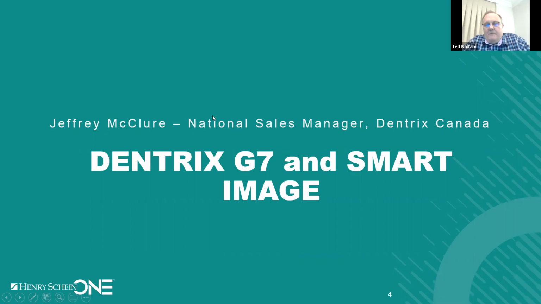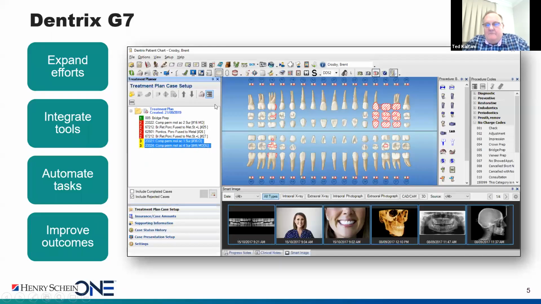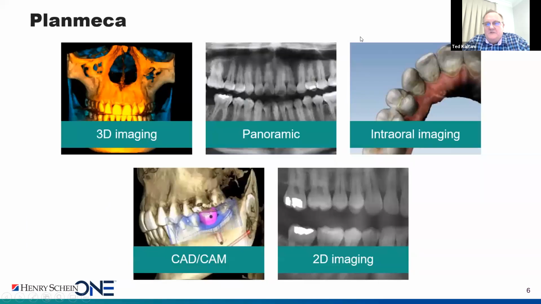Another piece of that Henry Schein One is SafeCom Image, which integrates directly into Smart Image, but it can also run as a standalone. It runs as a standalone when you don't have Dentrix and you're running a different management software. SafeCom Image will run directly from your management software.